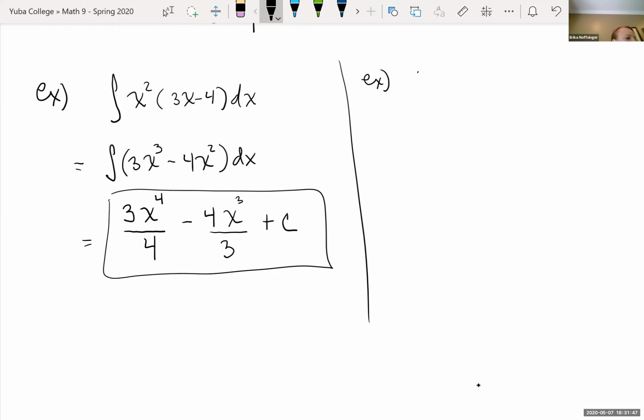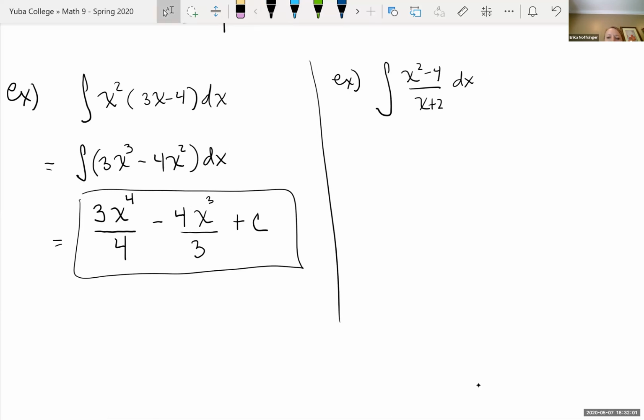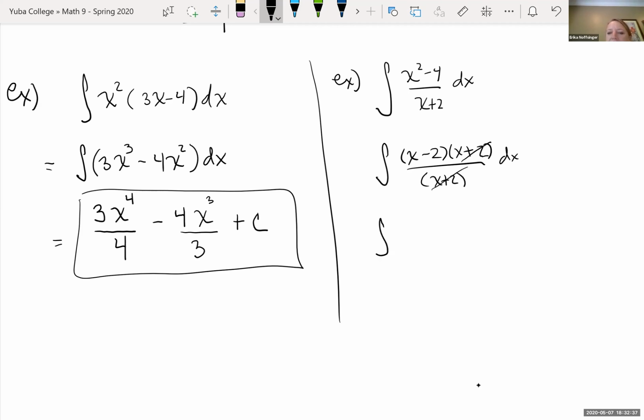So if we had the integral of x squared minus 4 all over x plus 2 dx, looking at this, I'm not quite sure how to integrate it. I would think maybe using u substitution, but then I noticed right away that x squared minus 4 is factorable, and one of its factors is the denominator, x plus 2. So let's break that down. This is a difference of squares: x minus 2 times x plus 2, all over x plus 2 dx. Our x plus 2's cancel, so it's the same thing as integrating x minus 2 dx.